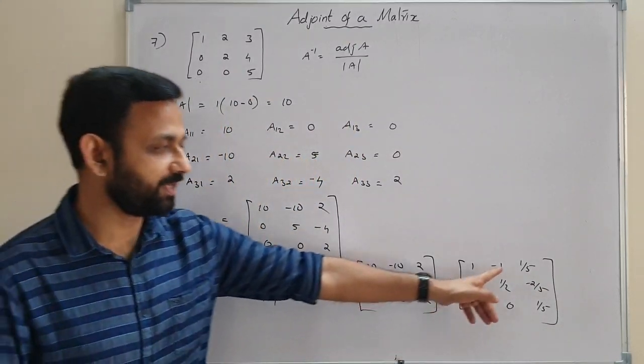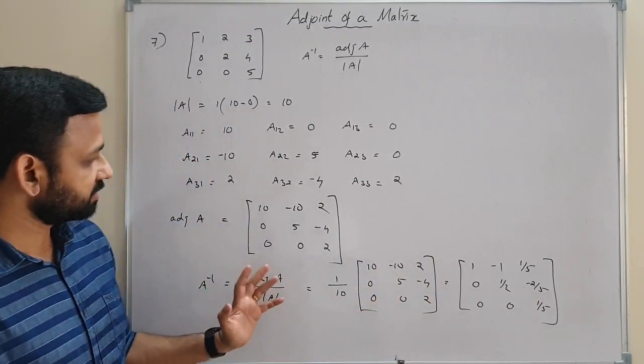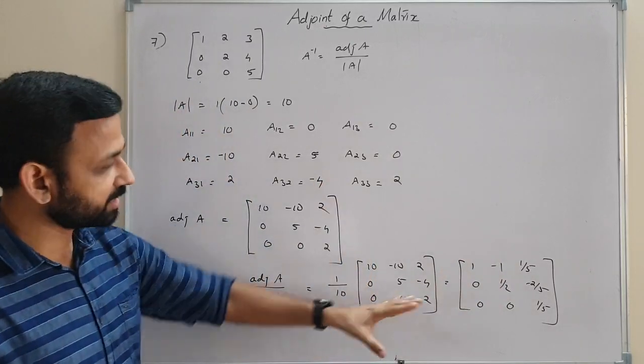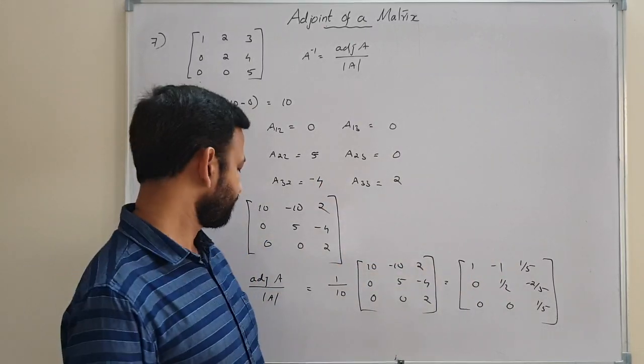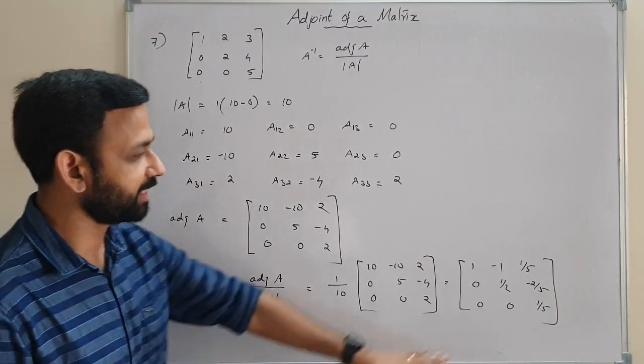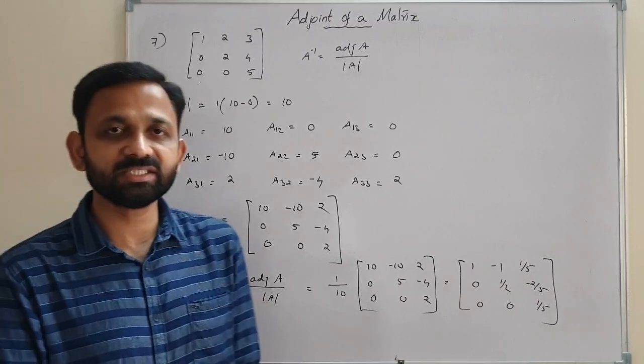And here you need to verify each and every element. In case I made any mistake in any calculation, you need to make correction. So that is A inverse. A inverse is equal to adjoint A divided by determinant A. So we got A inverse, and we can easily verify our answer.